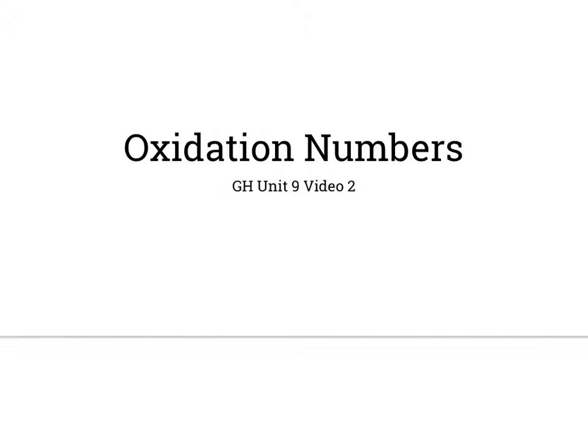Alright, welcome to figuring out oxidation numbers. These are the main thing you are going to need in Unit 9. They're not the hardest thing, but pretty much everything runs off of these, so make sure you're paying attention.